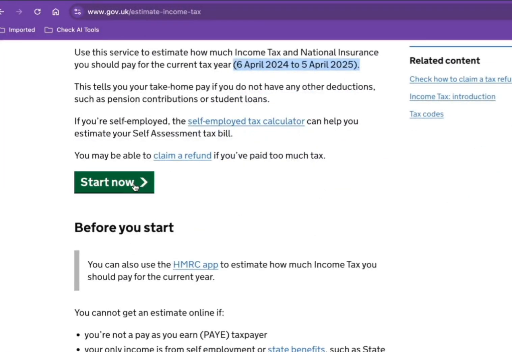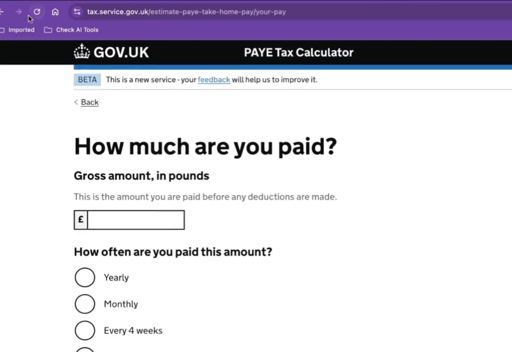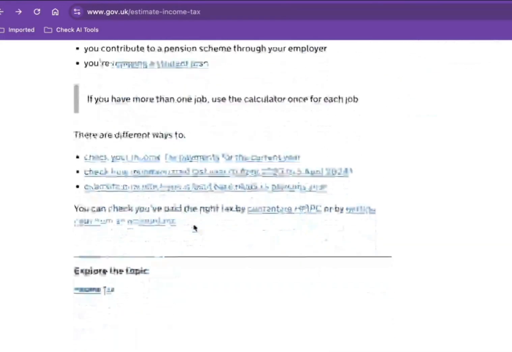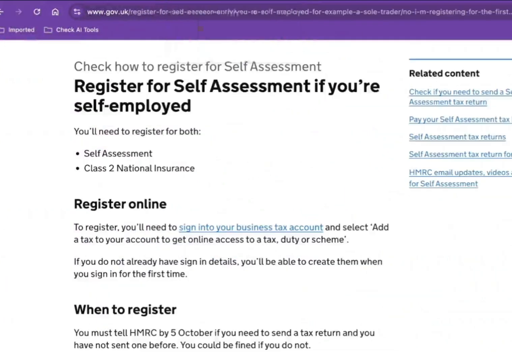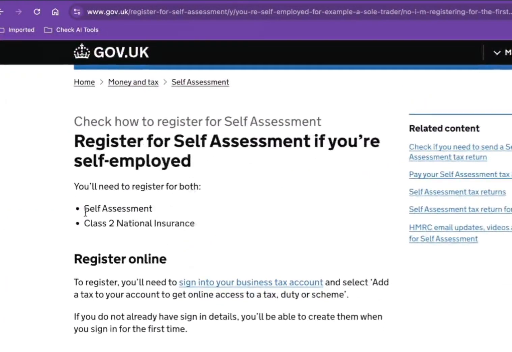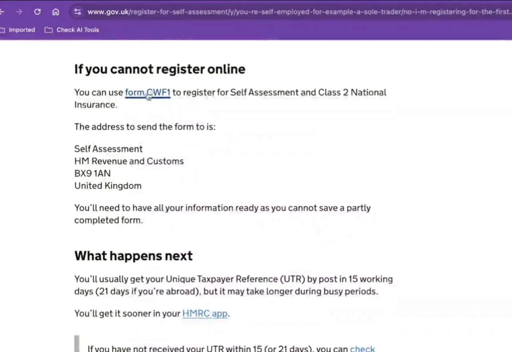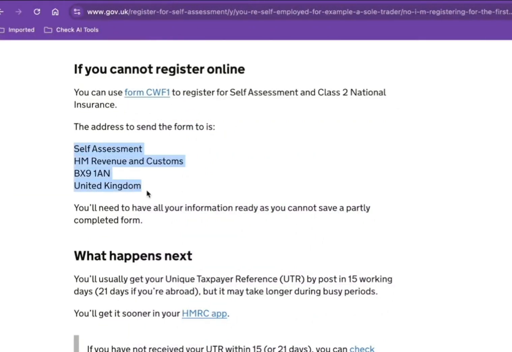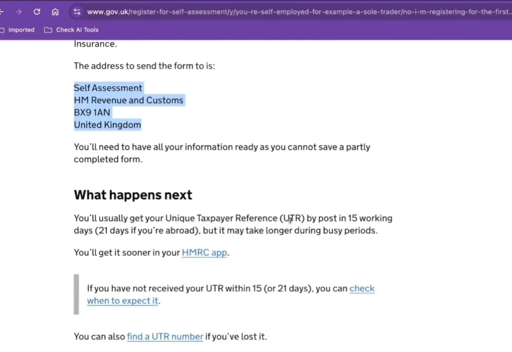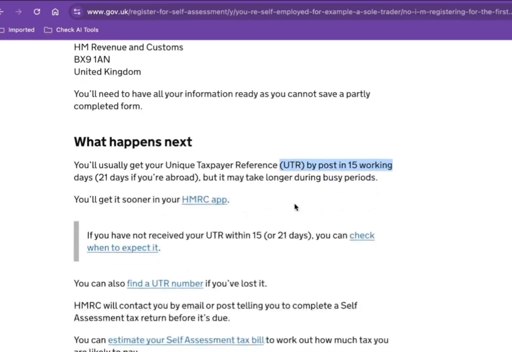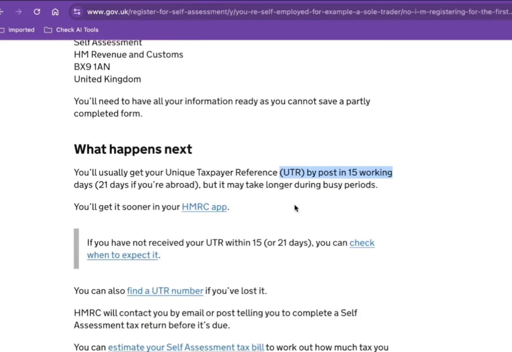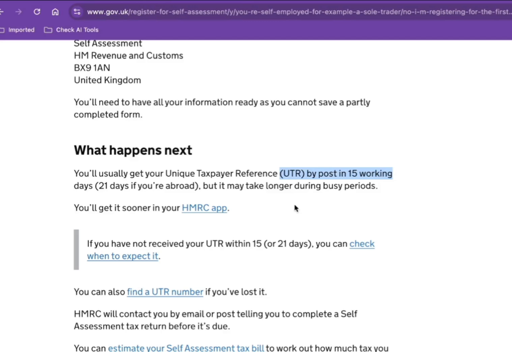You're just simply going to click on Start Now, and what you're going to get is this link right here. So here you're going to register for self-assessment and Class 2 national insurance. The way it works, you can simply download this form CWF1 and send it to this address right here. And then HMRC will send your UTR number within 15 working days. So you normally will get a UTR number if you are going to be a self-employed person.